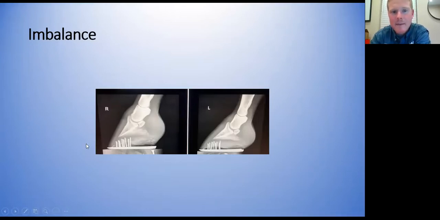So that's the first image that we've talked about, the anatomy. When you look at this bony column and you look at the right front foot, that has pretty good sole depth and pretty good bony alignment. When the horse bears weight on that right front, it's naturally going to bear evenly and well balanced. Look at the left front, same horse, different leg.